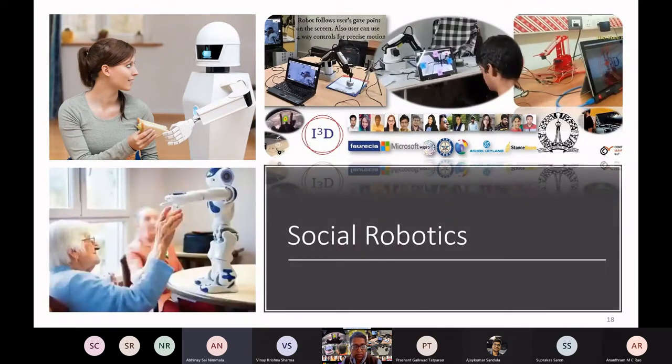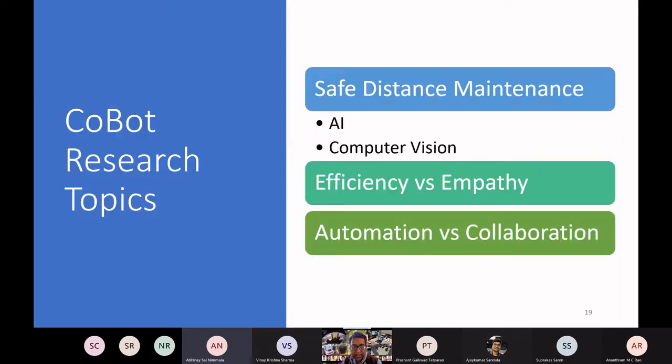So far, similar safe distance calculation and these applications of cobot principles are not very well studied in these types of applications. In this context, we can identify some cobot research topics. Probably some of you are already working on them. Of course, the first one is safe distance maintenance, and we can take help from various AI and computer vision algorithms to implement this ISO standard. But then there are other possible use cases considering social robotics, such as efficiency versus empathy. When we are talking about industry grade applications, we are always talking about productivity and efficiency, which are very much relevant in the industrial cobot context. But if we look into the social robot context, the human is also sharing workspace with a robotic agent, and perhaps empathy is equally important as efficiency.